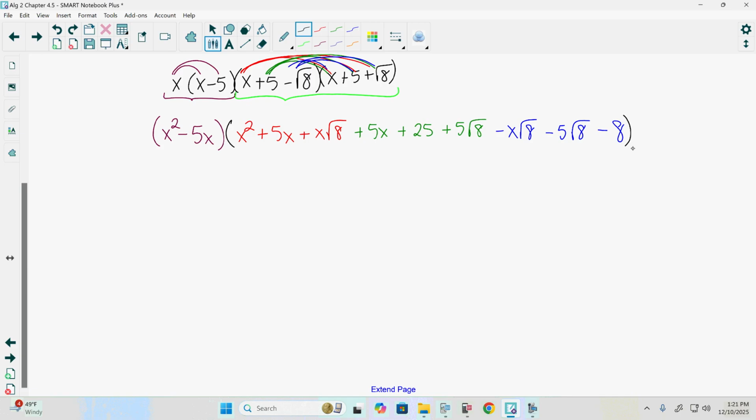Because the square root of 8 times the square root of 8 would be the square root of 64, which is just 8. Or we could say it's the square root of 8 squared because it's being multiplied by itself. Square and square cancel, still just 8.